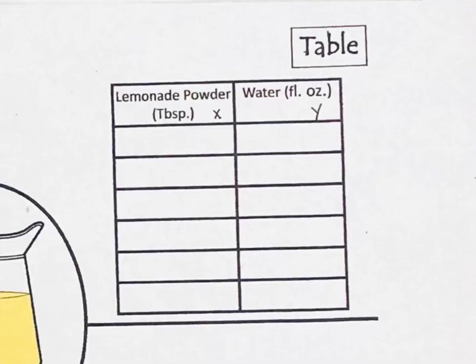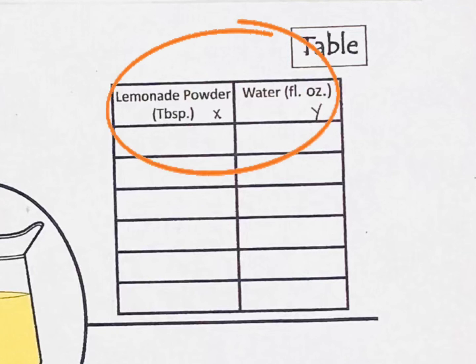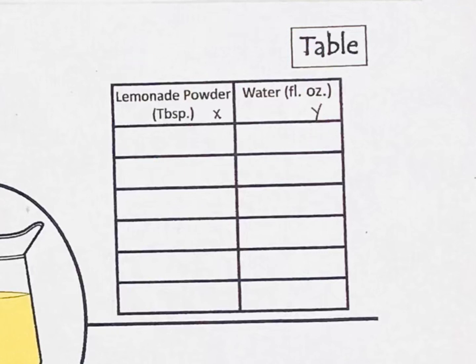When you fill out the table, the most important thing is to look at those labels and make sure all of your numbers are under the correct label. From there, you can come up with at least 4 or 5 proportionate rates.